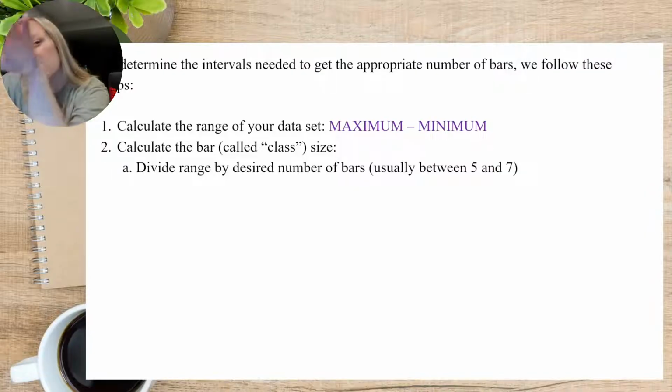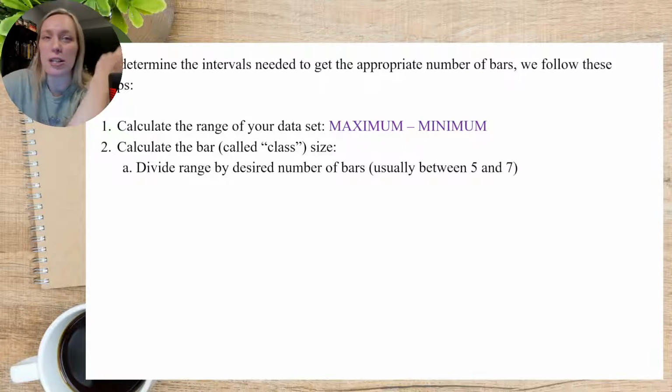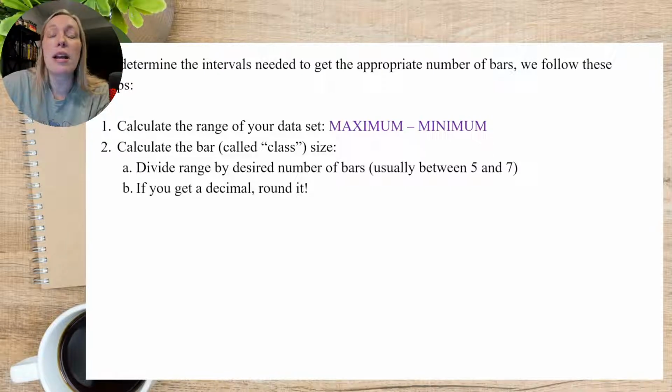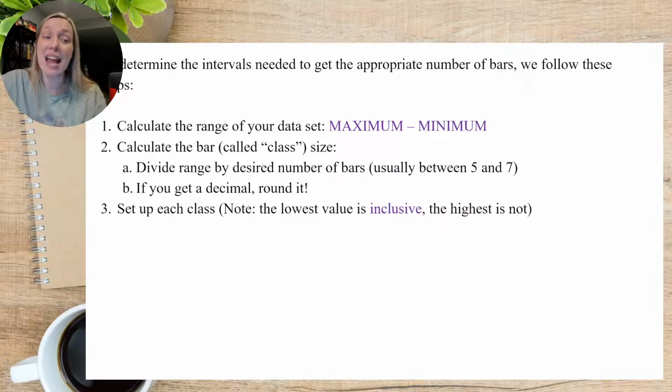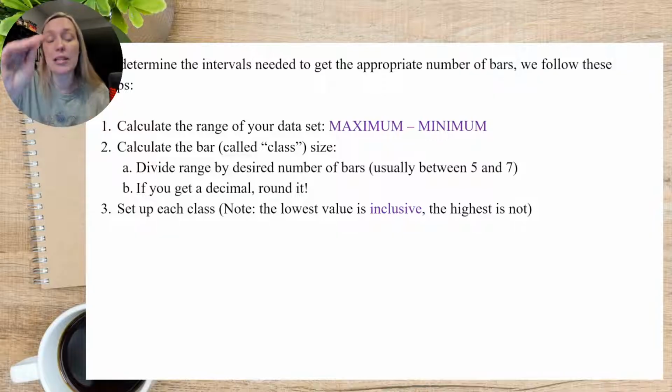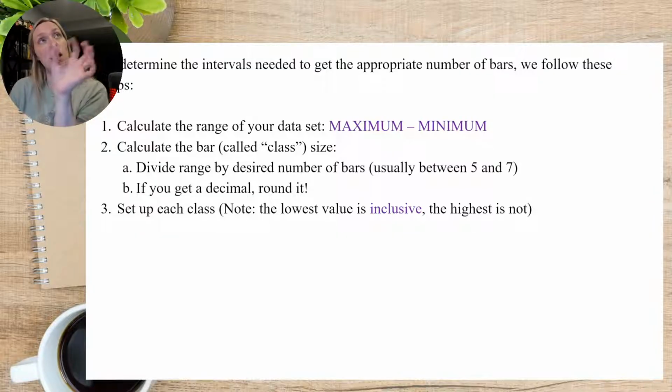If you want 5 bars, 6 bars, 7 bars, whatever you think is going to display the data correctly. If you get a decimal when you divide, round it to the nearest whole number here. And then set up the classes from there. So do steps 1 and 2 to figure out what width it has to be.